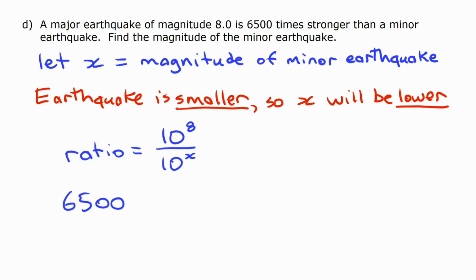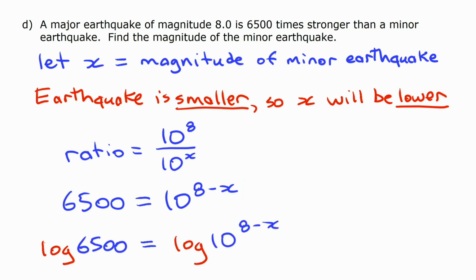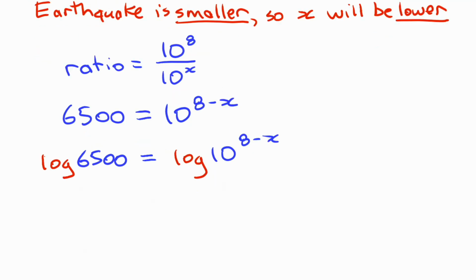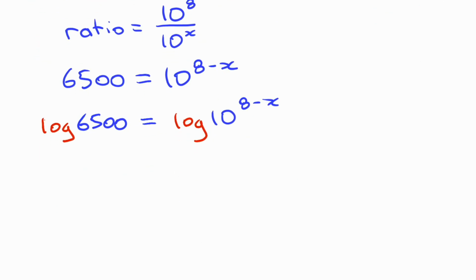We know it's 6,500 times stronger. We can put that in there, and then we can even write this as our power of 10 using the exponent law for division. Once we have that, it's just going about solving for that variable right there. So we can take the logarithm of both sides of that, and then we can proceed to solve it. Once we take the logarithm of both sides, we can cancel that out. And so on the right side, all we have is 8 minus x. And on the left, we have log of 6,500.